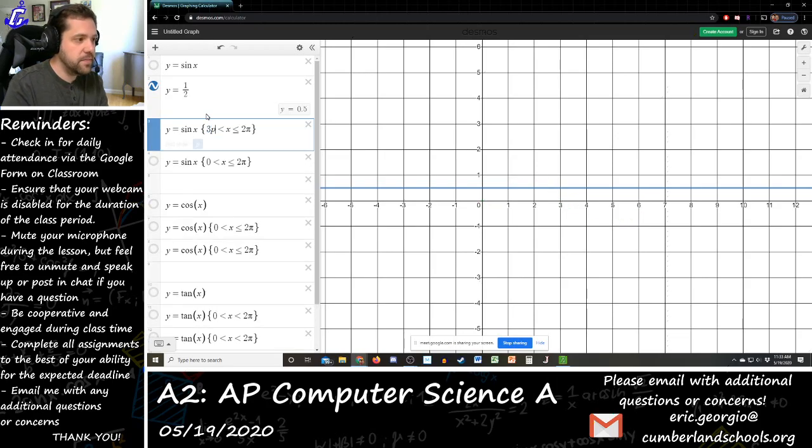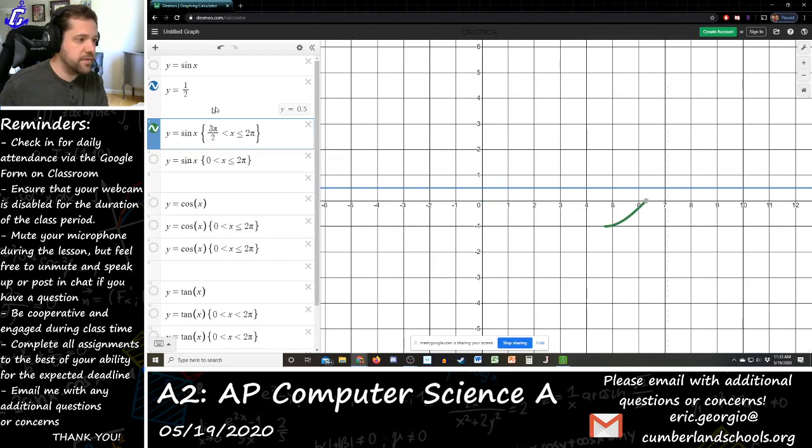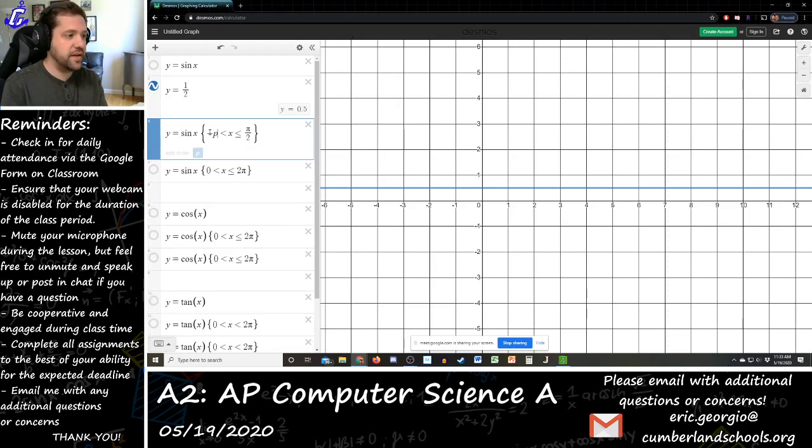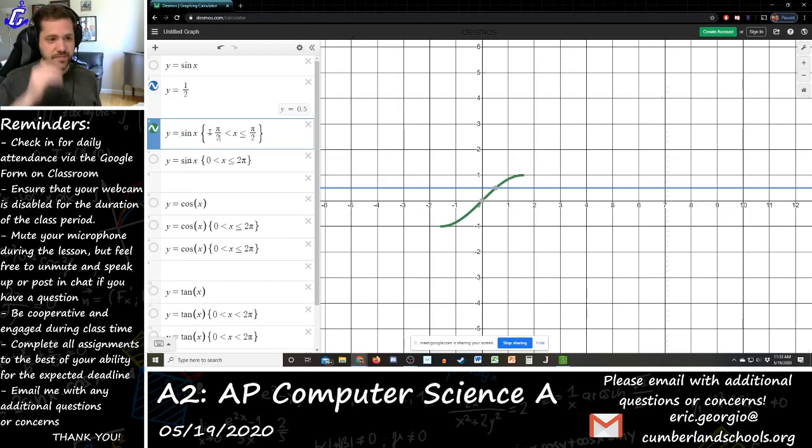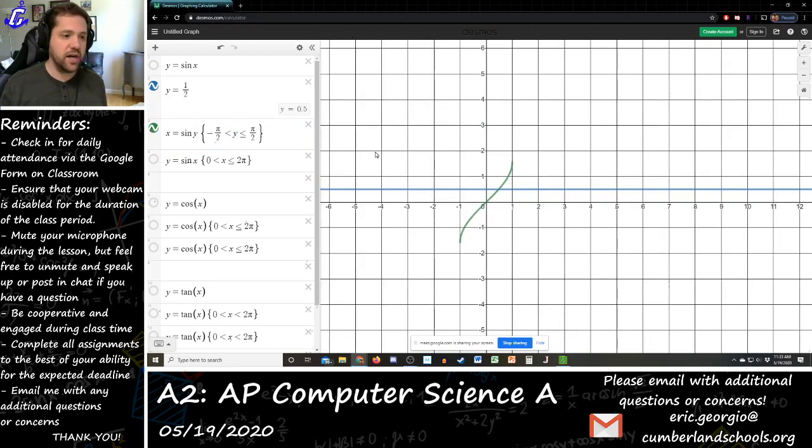3 pi over 2 to pi over 2. But that doesn't really make any sense because 3 pi over 2 is bigger than pi over 2, right? So another way that can be represented: 3 pi over 2, if you subtract 2 pi, can be represented as negative pi over 2. Negative pi over 2.